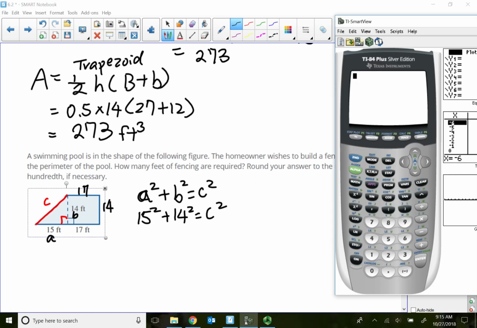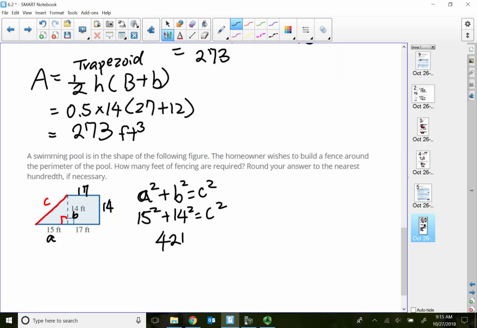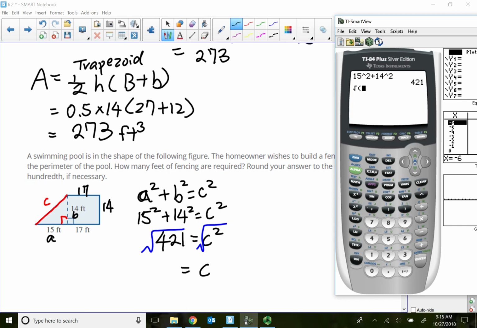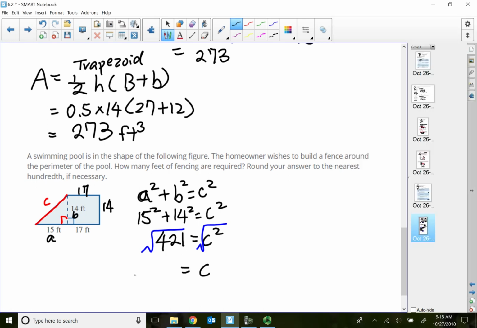Let's find my side C here. 15 raised to the second power plus 14 raised to the second power. So that will give me 421 equals C squared. So take the square root on both sides. Round your answer to the nearest hundredth. So let's see. The square root of 421, rounded to the nearest hundredth, will be 20.52. All right, so side C is 20.52.